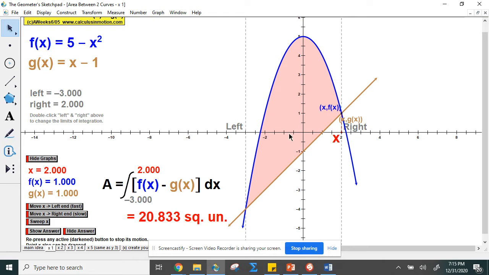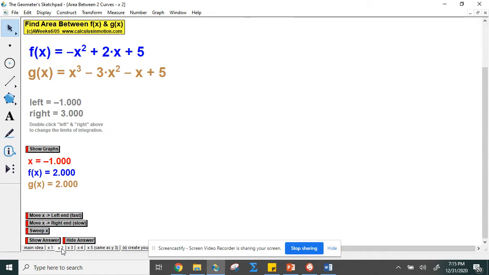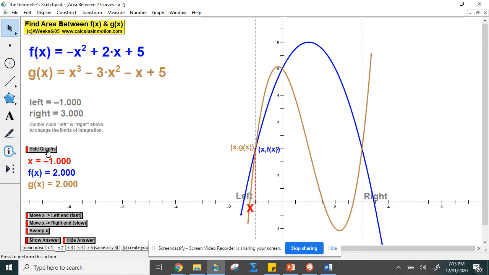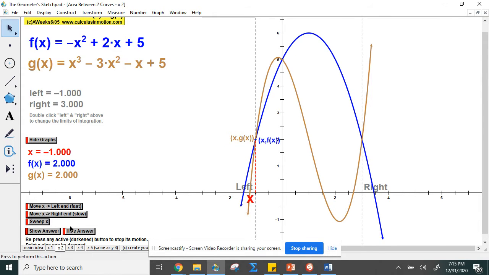I hope that was helpful to see an example. Here, I can do one more. Okay, so here we go. Here's a more complicated one. All right, so we're going to go from left to right. See, there's that area. And then look, it switches. F is now on top and G is on bottom.